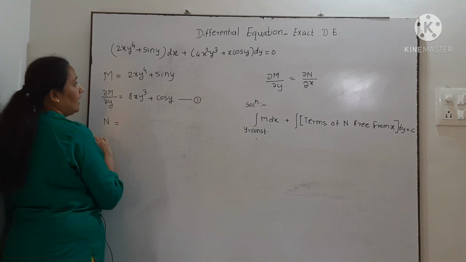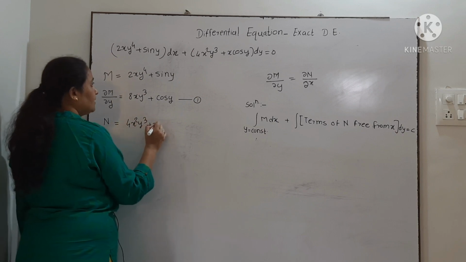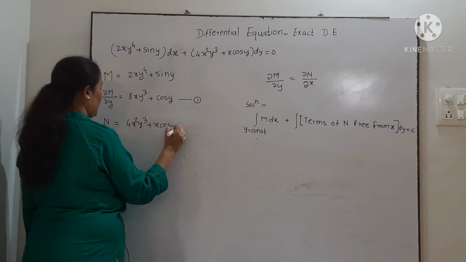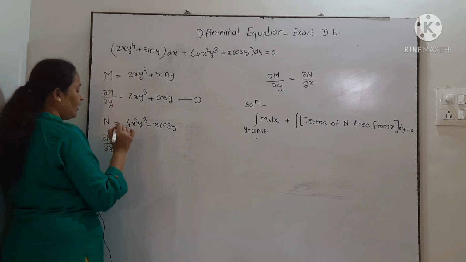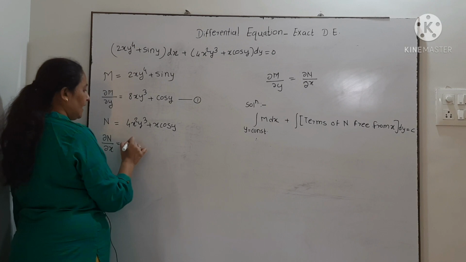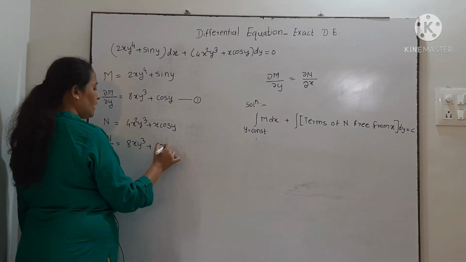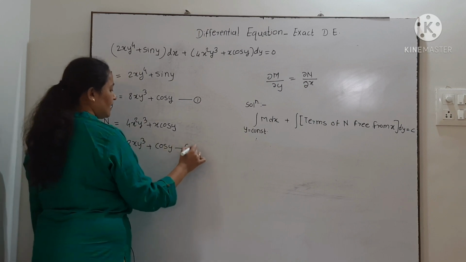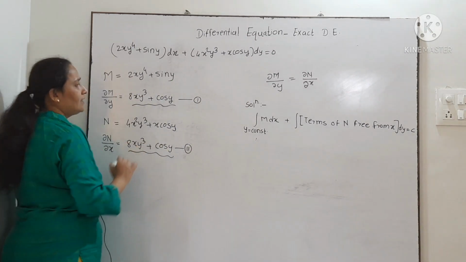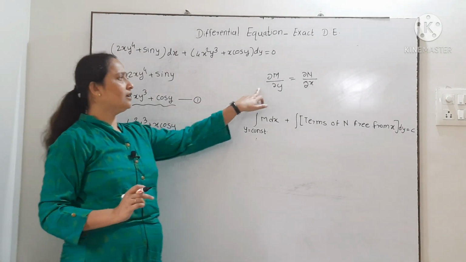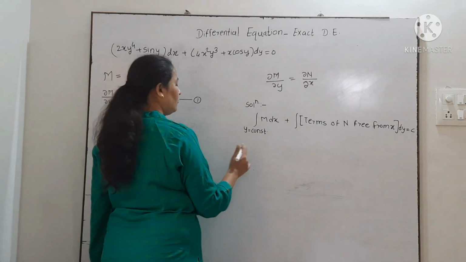We'll find N. N is 4x square y cube plus x cos y. Find its derivative with respect to x. Derivative of N with respect to x is 8xy cube plus derivative of x is 1, cos y as it is. Say this as equation number 2. Now if you observe equations 1 and 2, we can say that ∂M/∂y equal to ∂N/∂x. So we'll find the solution by using the formula.